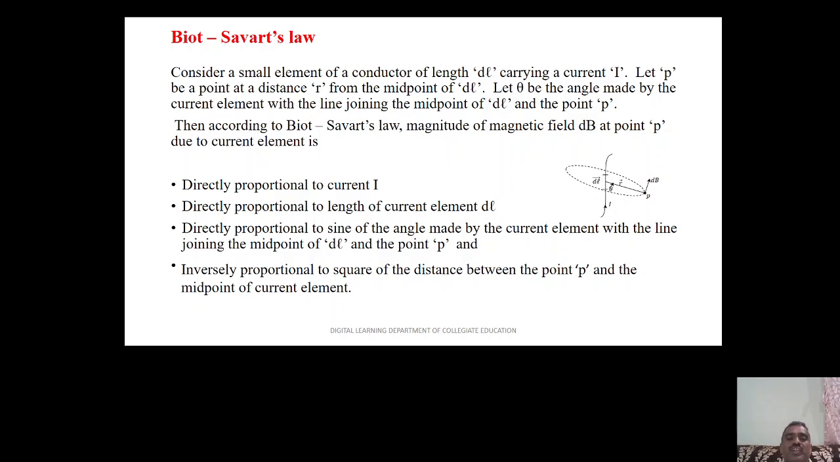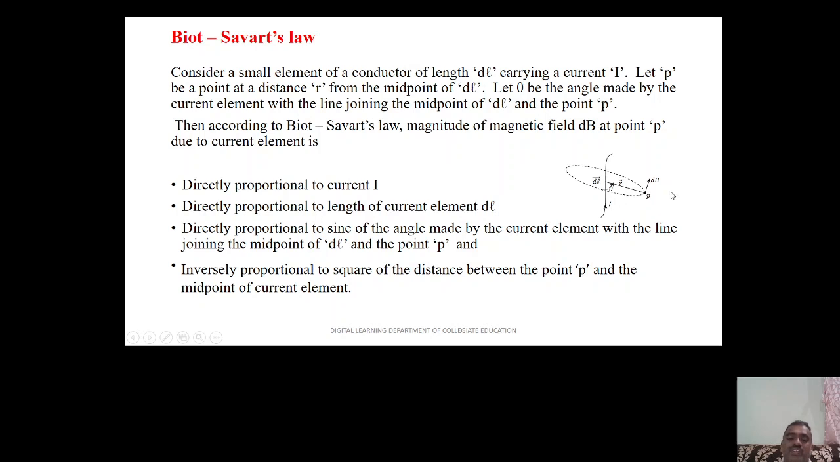So this is Biot-Savart's law. To study Biot-Savart's law, we have to consider a conductor. This is the conductor I have chosen. In that conductor, we consider a small length dl carrying current I. Let P be a point at a distance r from the midpoint of dl, and theta is the angle made by the current element dl with the line joining it to the point P.